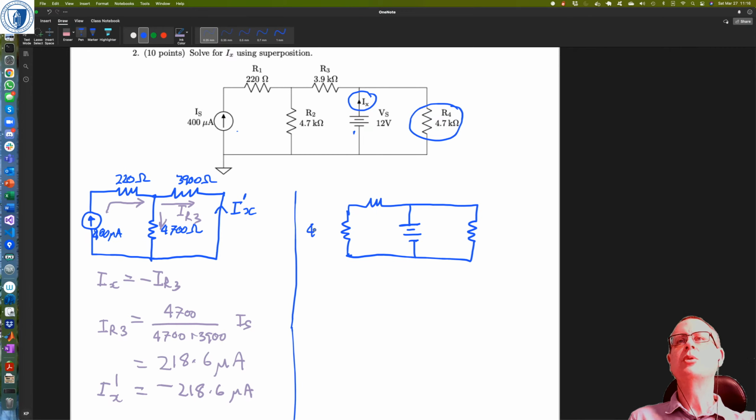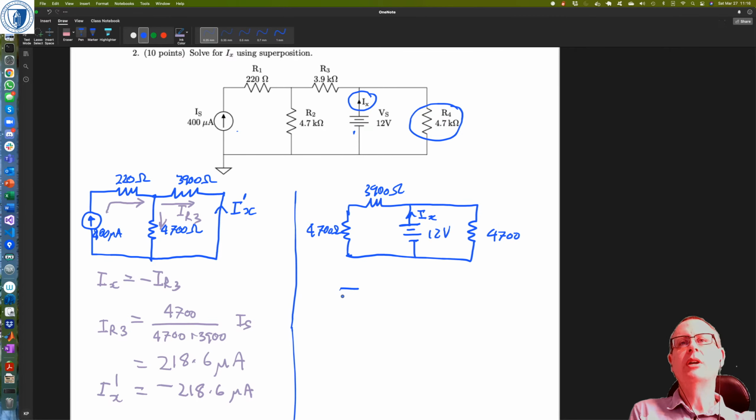Right, so there's our 4700 ohm resistor, there's our 3900 ohm resistor, there's our IX, there's our 4700 ohm, and that's our 12 volts. And just like in the other one, I could do this using equivalent resistance, and so I think I'm going to do the same thing.